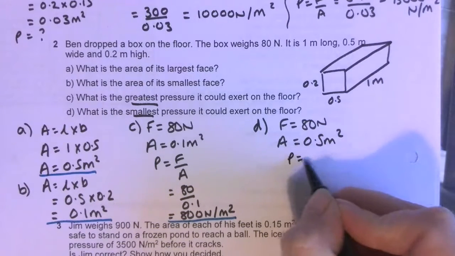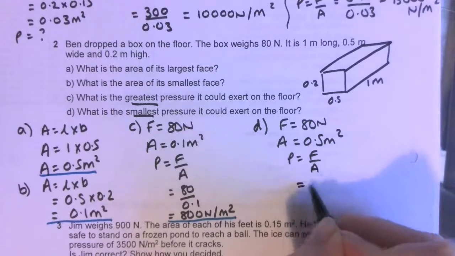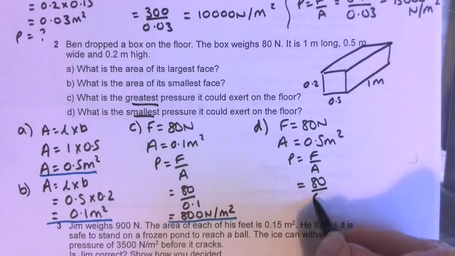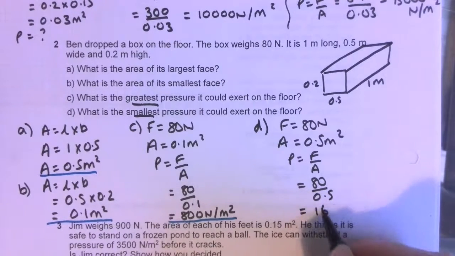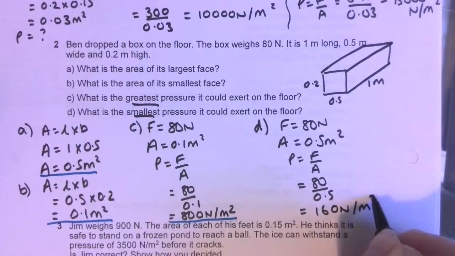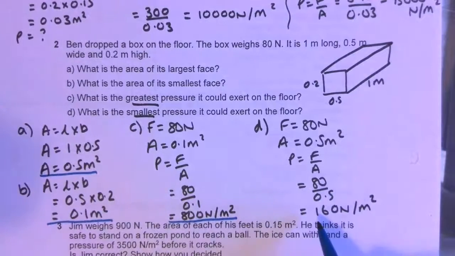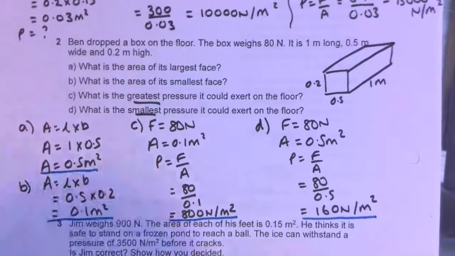So pressure is force divided by area. Force is 80, area is 0.5, so that gets us 160 newtons per meter squared. So that's quite the difference in pressure there for the same object, just depending how you set it down, isn't it?